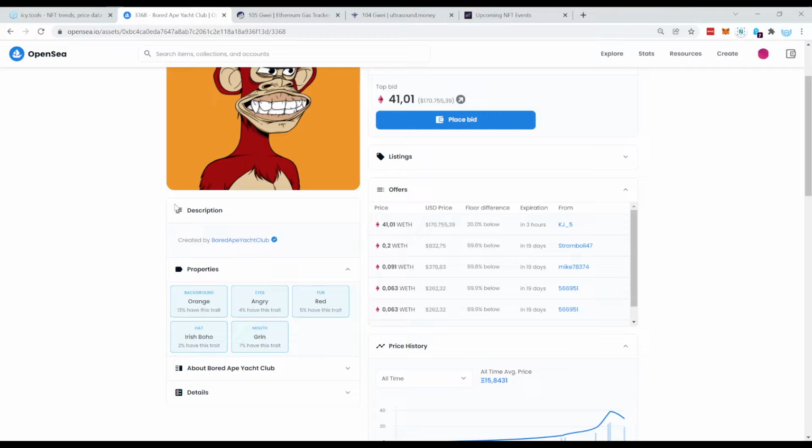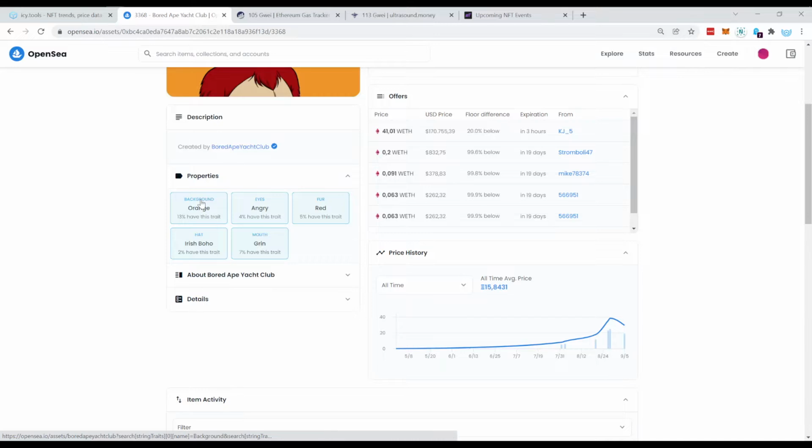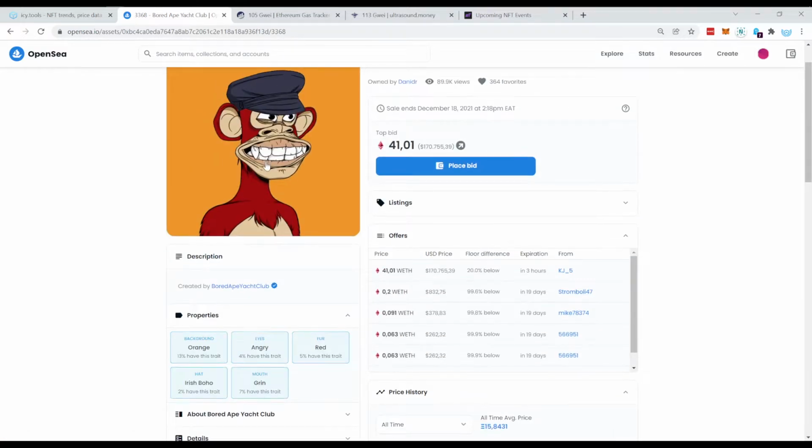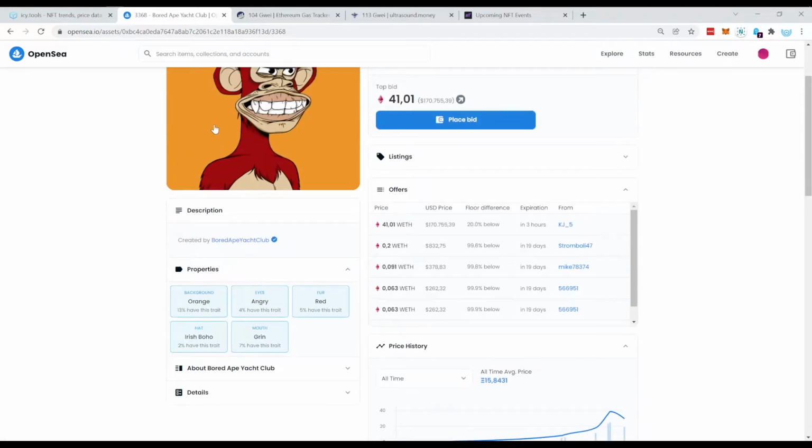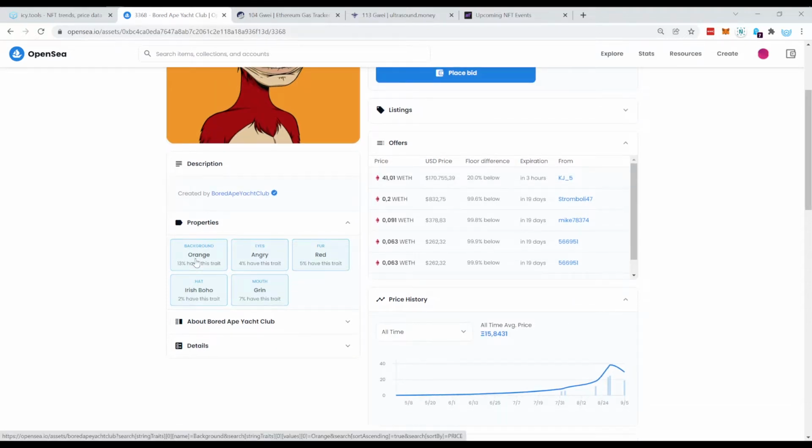We always hear about rarity, right? We want rare NFTs, and how do I get those rare NFTs? And how is this rarity actually defined? The rarity is defined by the properties. For example, there's a background. All of those pictures have a background, and 13% have this trait. So 13% of those pictures have an orange background, right? So this is not a very rare property. Then we have the eyes, which are angry. 4% have this trait, so it's already a bit more rare. And the rarest from this particular NFT is probably the head, which is Irish boho, which is 2%. So 2% of all the 10,000 NFTs have this Irish boho, okay?